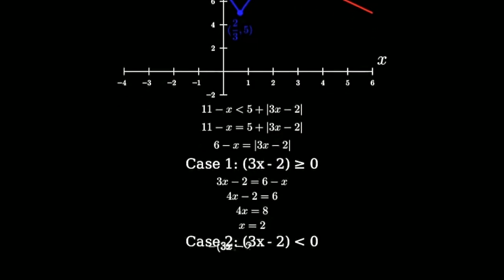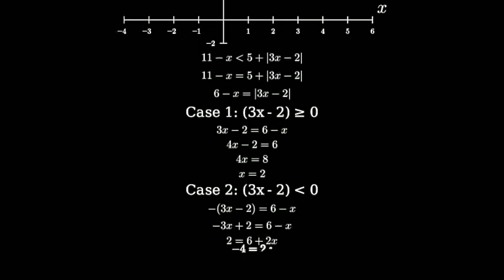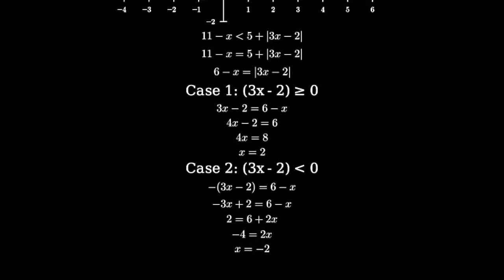Case 2: the expression inside the absolute value is negative. So, -(3x - 2) = 6 - x. This simplifies to -3x + 2 = 6 - x. Adding 3x to both sides gives 2 = 6 + 2x. Subtracting 6 gives -4 = 2x. Dividing by 2 gives x = -2.